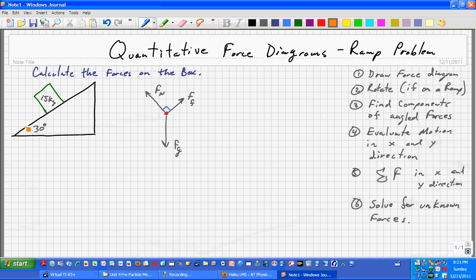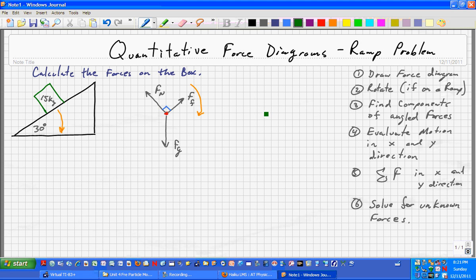If I were to flatten this ramp out, I would take this surface here and I would move it down this way 30 degrees. So what I'm going to do is rotate my diagram in that same direction, 30 degrees, to flatten out the ramp. And what will happen is I'll get the force of friction in the x direction, the force of normal in the y direction, and then the force of weight will be the only angled force I'm left with. So let's go ahead and do that.